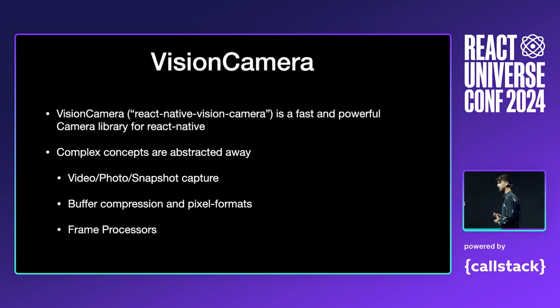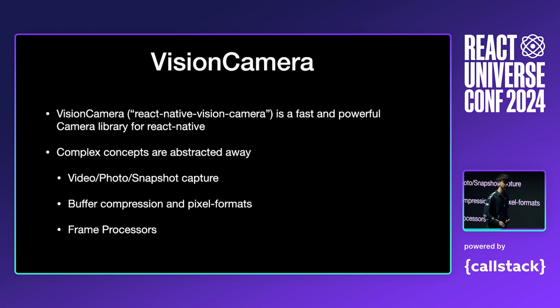So VisionCamera is a React Native library to use the camera, to put it quite simply. And all of the complex concepts are abstracted away. So you have photo capture, video capture, snapshot capture, a QR code scanner. Then you have performance-specific concepts like buffer compression, pixel format selection, all those kinds of things that are very easy to use, I would say, and they're abstracted away.